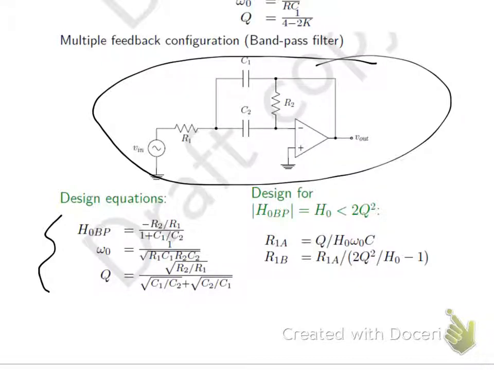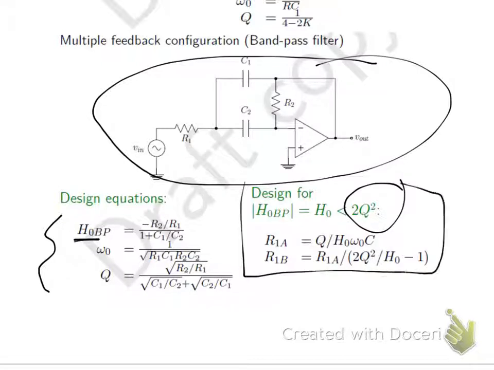But if you have this bandpass, it has one condition that is not explicitly stated. Your gain must be greater than 2q squared. But if you want a gain that is smaller than 2q squared, you use these equations.